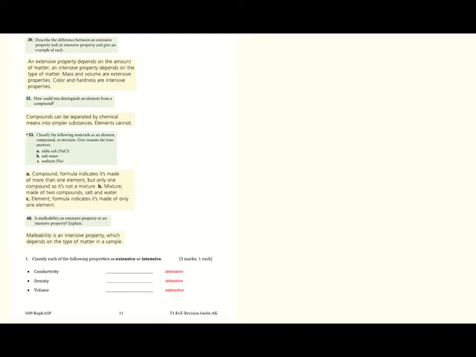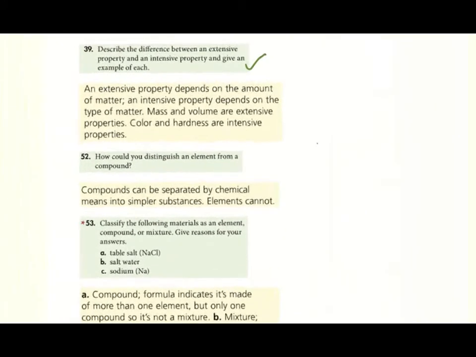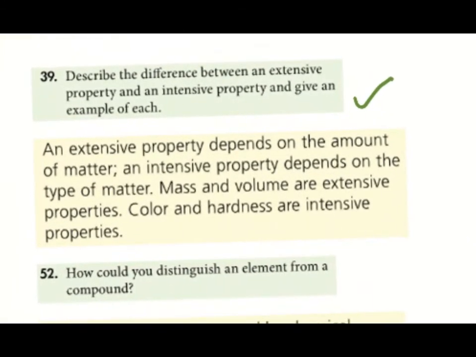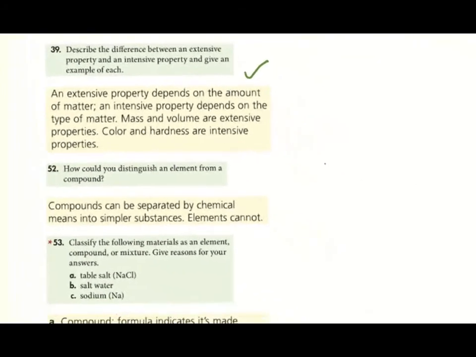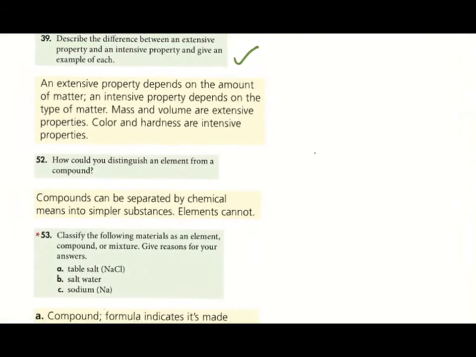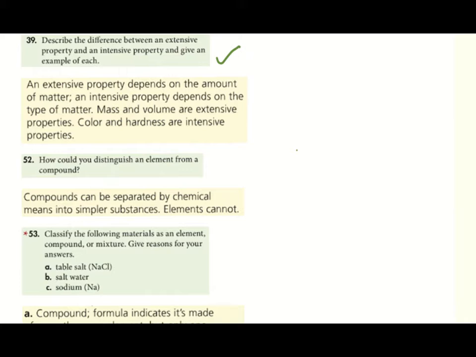Describe the difference between extensive and intensive property and give an example for each. Very simple, you are going to recall the definition. Extensive property depends on the amount of matter, while the intensive one depends on the type of matter. Mass and volume are extensive properties, while color and hardness are intensive properties. You can give another example if you like. Next question.